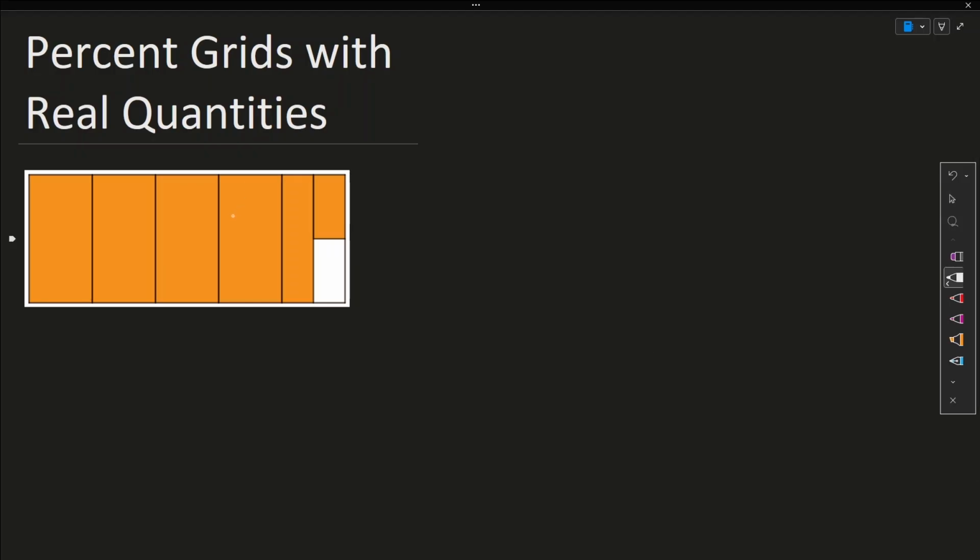Let's start with this strip here. We can see that there are 5 equal pieces. 1, 2, 3, 4, and then this last one, the pieces together will represent 5. 100% divided by 5 gives me 20%. So each large fifth will represent 20%.